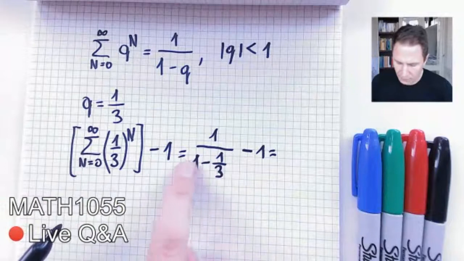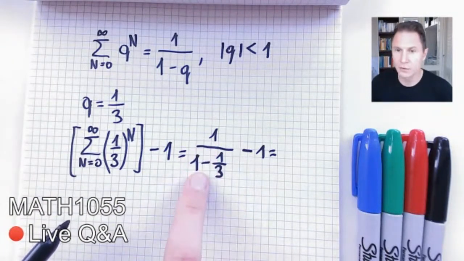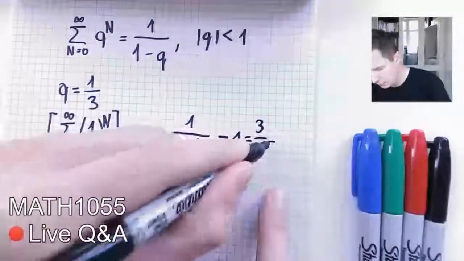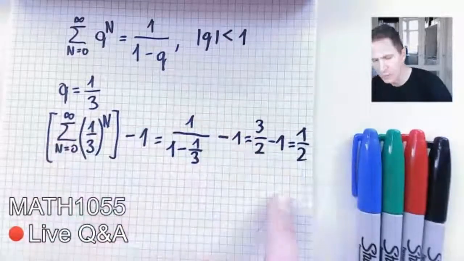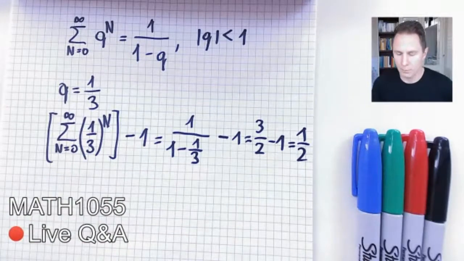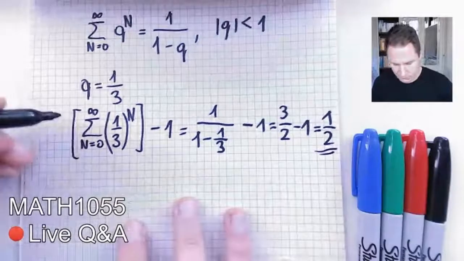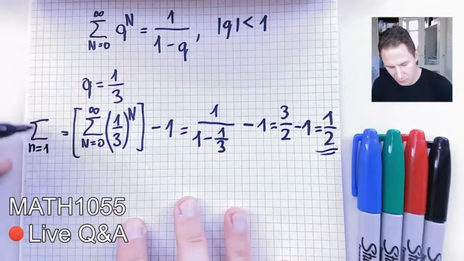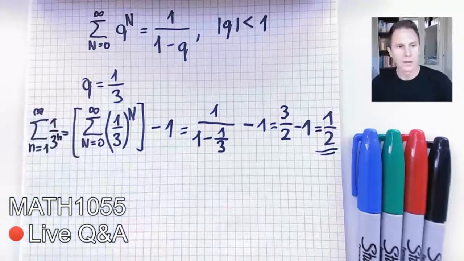So what I have here in the denominator is 2/3. The reciprocal of 2/3 is 3/2. I have to subtract 1. So that's 3/2 minus 1, which is just a half. Okay, so this is how we got this answer. Again, the crucial point was that we started at 1, the first power.